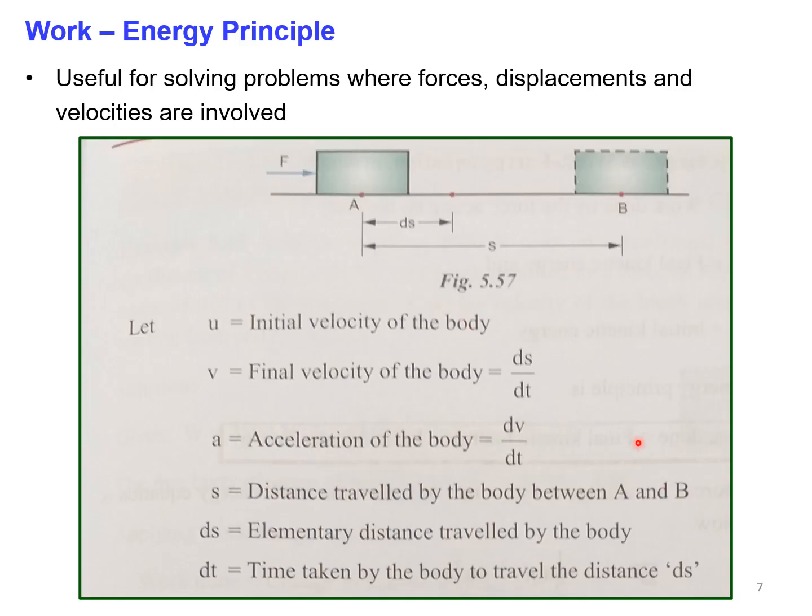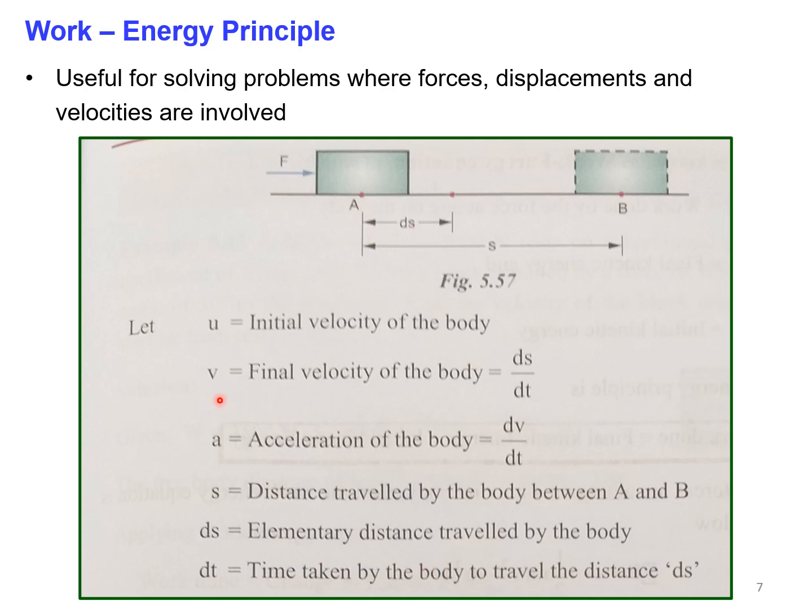Now, let us see how to derive the work energy equation in order to solve the problems where you have forces, displacements and velocities. Again, we have a force which is acting on a body, and this is the distance moved by the body, and it has moved from the position A to the position B. And this ds is nothing but the elementary distance which is traveled by the body, and dt is the time taken by the body to travel this elementary distance ds.